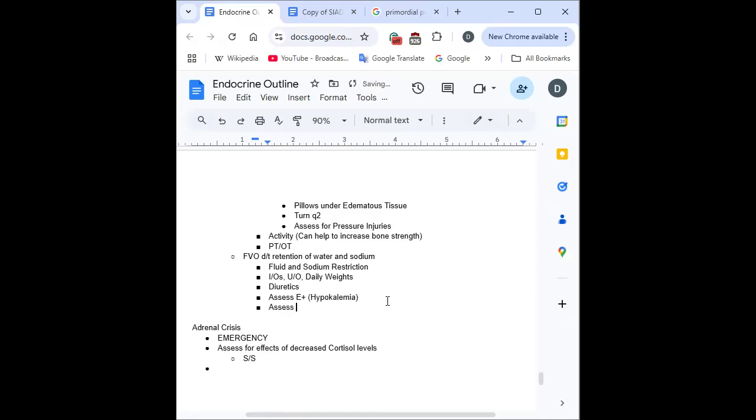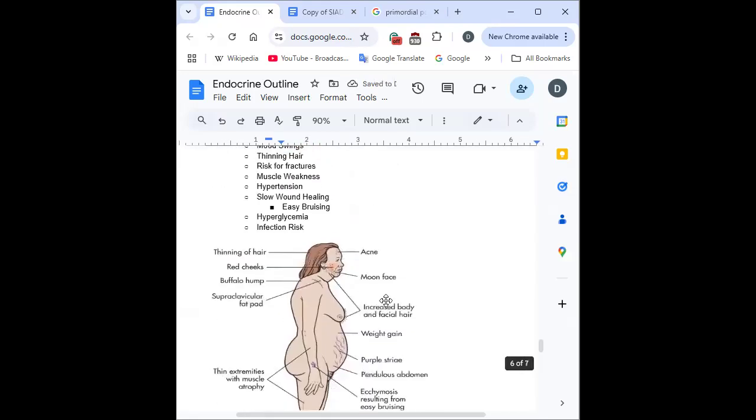So assess lungs because of FVO. Do they have pulmonary edema, heart failure, whatever. All right. Any questions on this one?